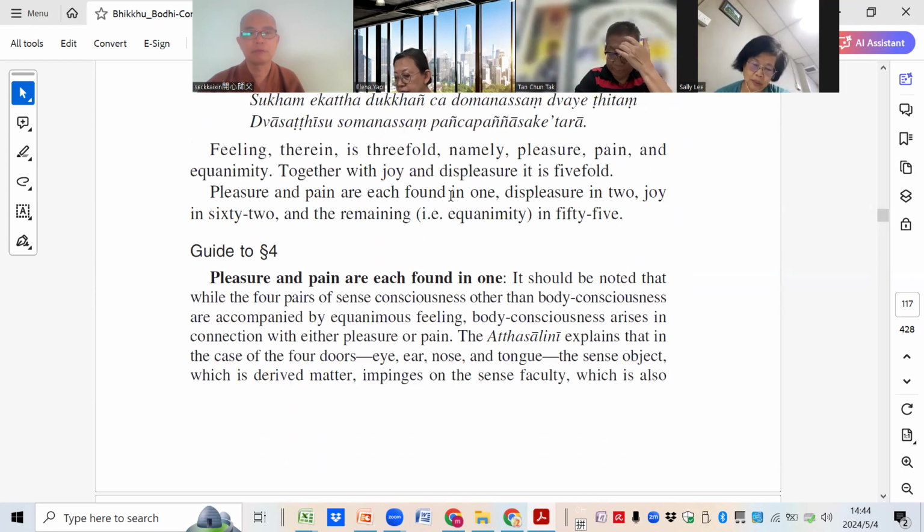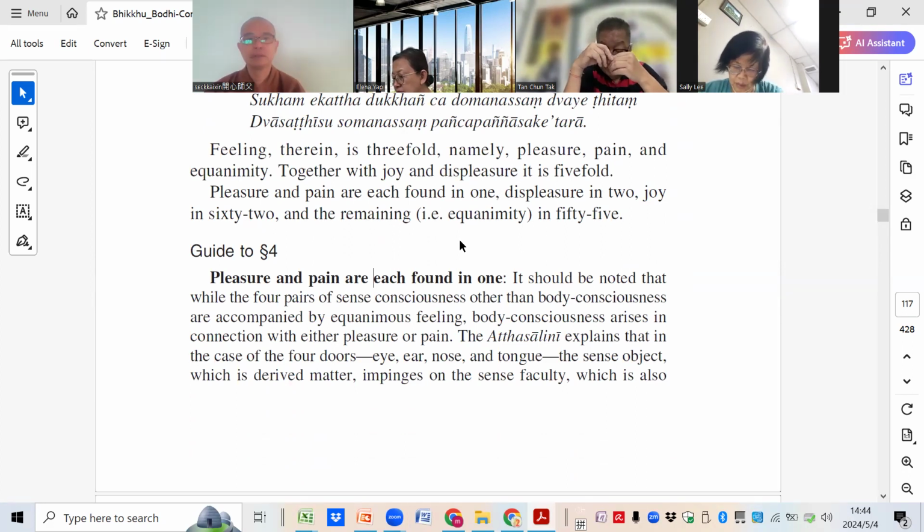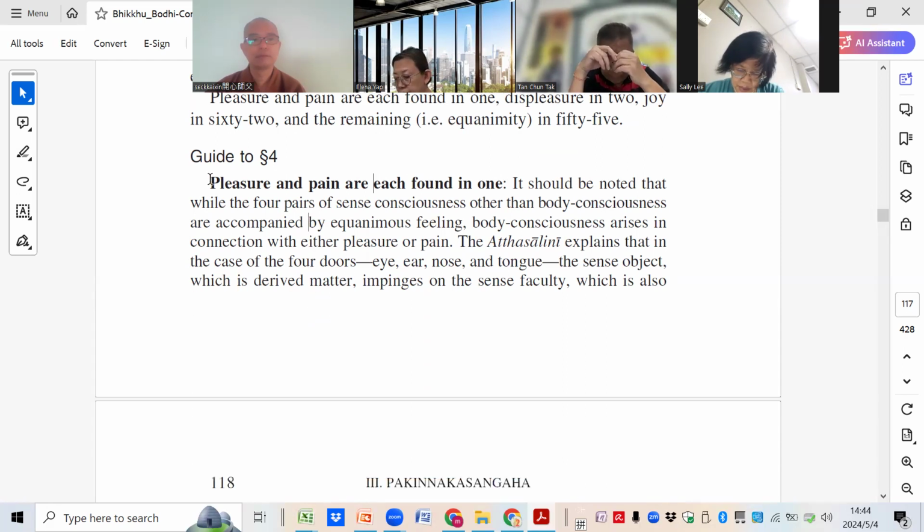Summary. Feeling therein is threefold, namely pleasure, pain, and equanimity. Together with joy and displeasure, it is fivefold. Pleasure and pain are each found in 1, displeasure in 2, joy in 62, and the remaining, i.e. equanimity, in 55. Guide to section 4. Pleasure and pain are each found in 1. It should be noted that while the 4 pairs of sense consciousness other than body consciousness are accompanied by equanimous feeling, body consciousness arises in connection with either pleasure or pain.